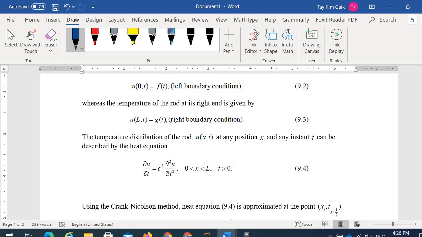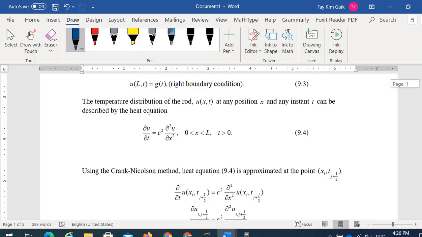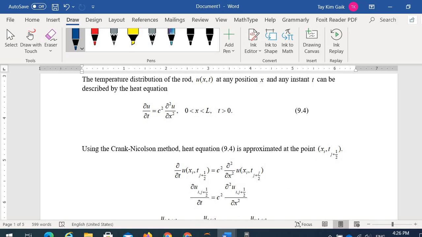We have seen how to solve the heat equation using the explicit finite-difference method. Now we are going to see how to solve it using the Crank-Nicolson implicit method. So by using the implicit method, we solve the heat equation numerically. We have ∂U/∂t at the point (xi, tj) equal to c² ∂²U(xi, tj)/∂x².